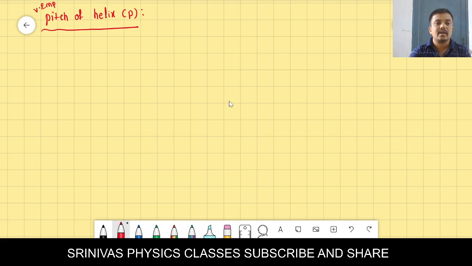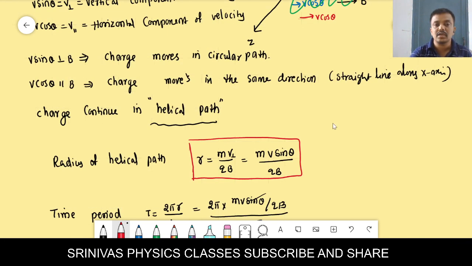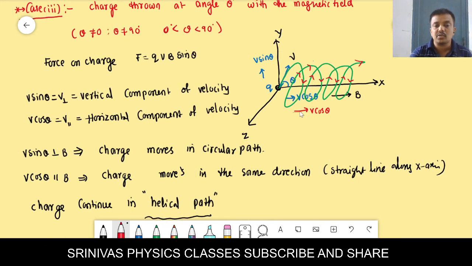Next, what are they asking in this pitch of helix? You see here, for every rotation, the charge is moving a little along the x-axis. For every rotation, it travels some distance in the forward direction. That distance is called the pitch of helix.